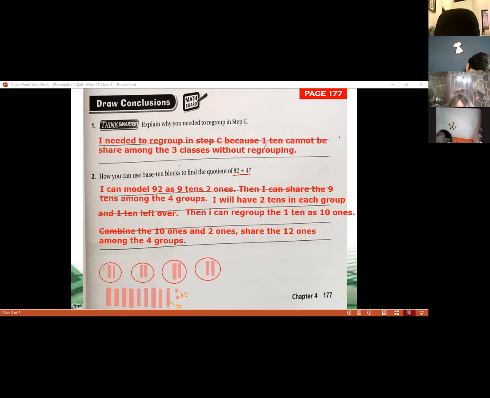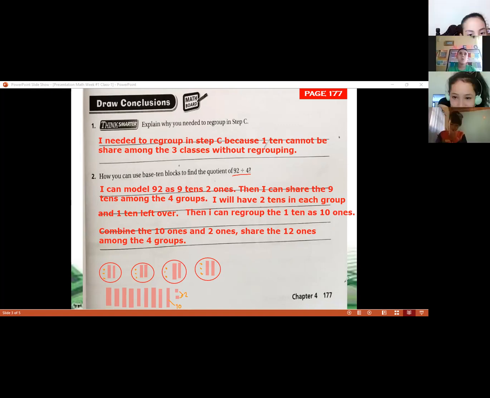This 12, we're going to share one by one in this. So we start giving 1, 1. So we have 2, 3. We need to share 12. 4, 5, 6, 7, 8. So we can continue. 9, 10, 11, and 12. How many ones we give to each group, class? How many ones we share in each group? 3, that's right. So I will have 3 ones in each group.